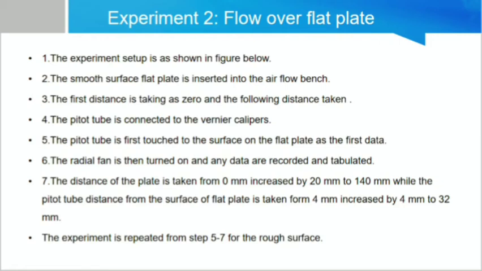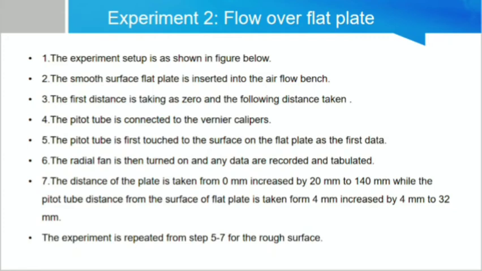Okay, first, the procedure: we set up the experiment. Second, the smooth surface plate is inserted into the airflow bench. Next, the first distance is taken as 0 and the following distances are taken. The pitot tube is connected to the vernier caliper. The pitot tube is first touched to the surface of the flat plate as the first data. Next, the radial fan is turned on and the data are recorded and tabulated.